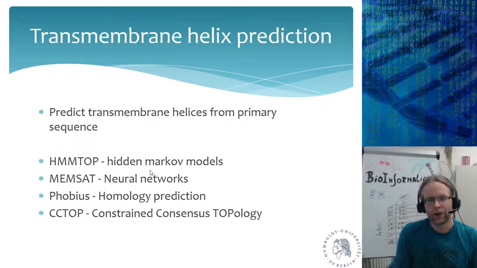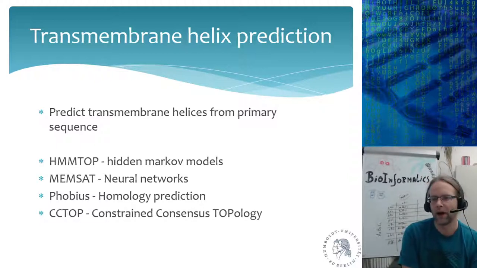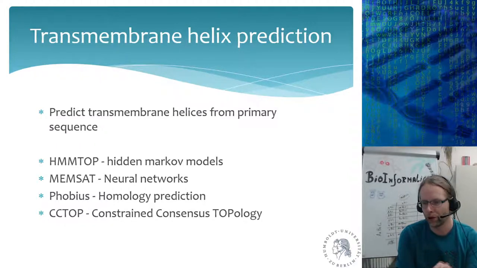All right, so this is then used to predict transmembrane helices, and these programs fall into more or less four different categories. There are programs like HMMTOP, which use hidden Markov models. You have MEMSAT, which uses neural networks, so kind of machine learning. Then you have Phobius, which uses homology prediction, so it uses the homology of known proteins to predict novel proteins. And then you have CCTOP, which is using constrained consensus topology. So this is kind of a mixture between hidden Markov and homology prediction. The constrained consensus comes from the known proteins, and then the topology part is using hidden Markov models to kind of fold the parts which have no homology to known proteins.